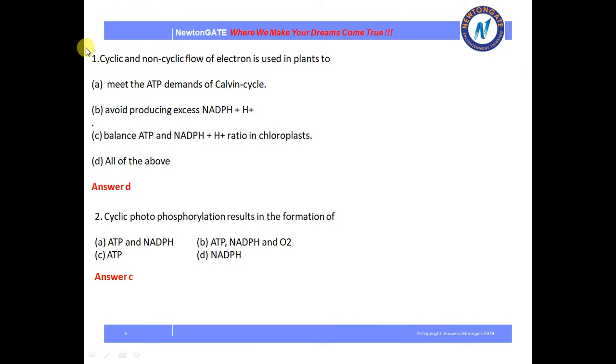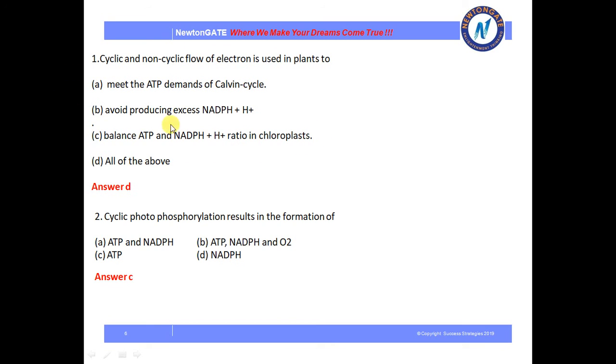Now I am going to discuss a few questions which have been asked in previous years in the NEET exam. You will get more questions from the net also or from many books which are available in the market. But I am going to discuss these two questions for you. Okay. So the first question is, cyclic and non-cyclic flow of electrons is used in plants to: A. Meet the ATP demands of the Calvin cycle. B. Avoid producing excess NADP plus H plus. C. Balance the ATP and NADPH plus H plus ratio in the chloroplast. D. All of the above. So the answer will be all of the above.